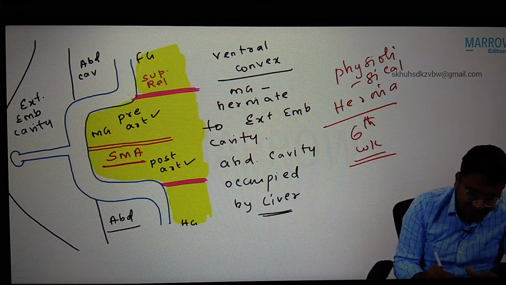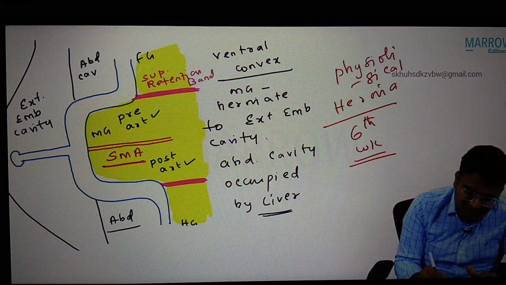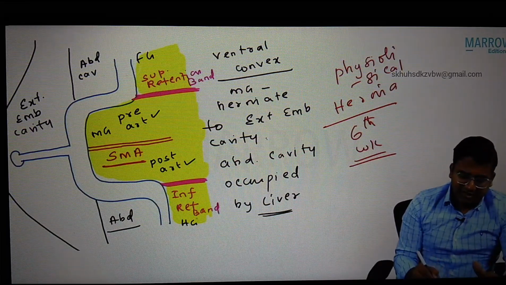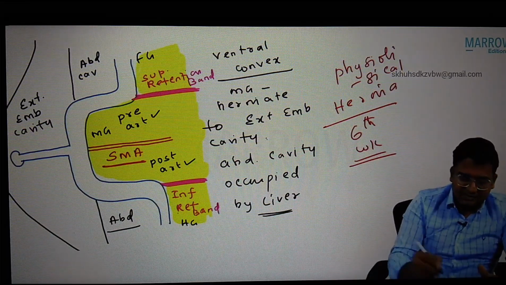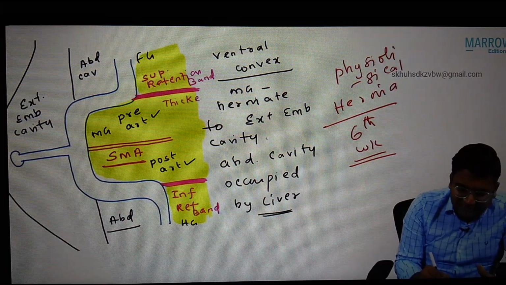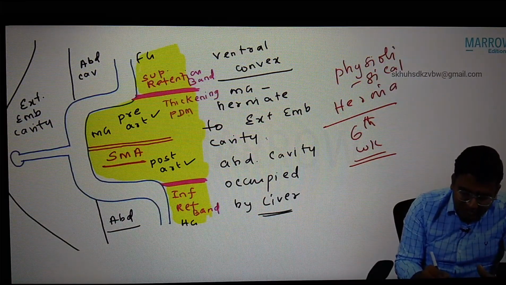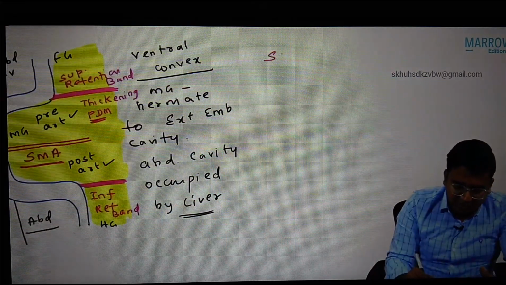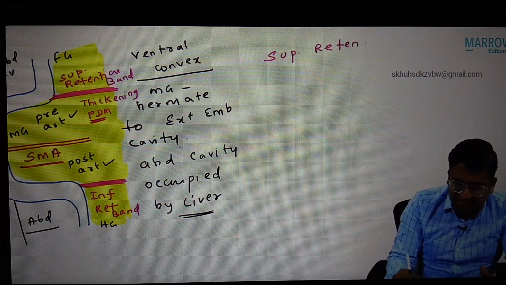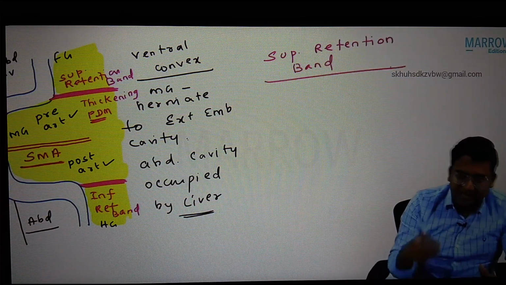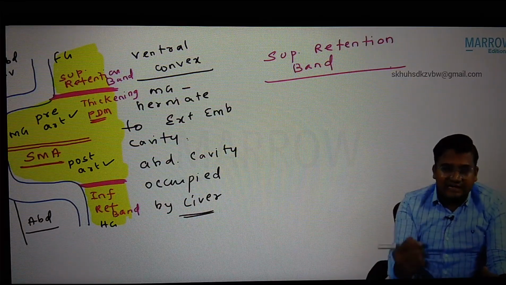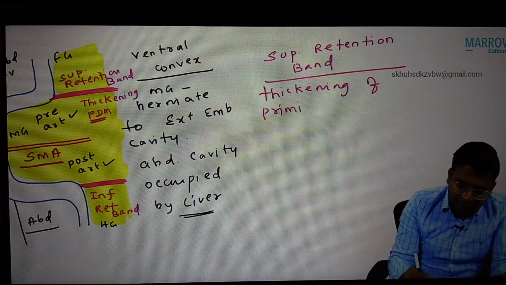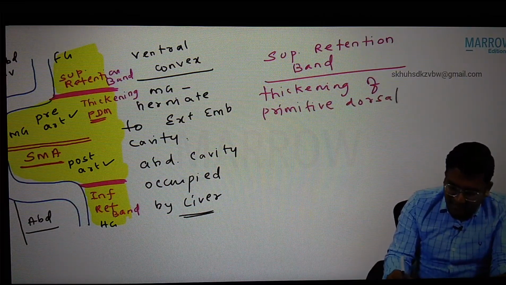This is our superior retention band and this is our inferior retention band. Now what are these bands? These bands are nothing but the thickening of the primitive dorsal mesentery. So now we're going to write about these retention bands, first the superior retention band. As I told you, the superior and inferior retention bands are nothing but thickening of this primitive dorsal mesentery.